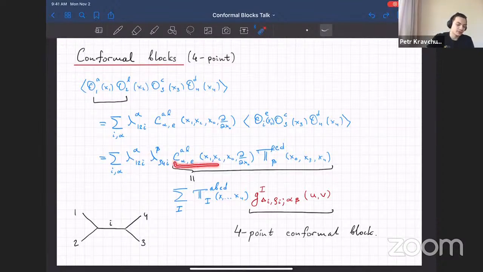And since this combination is completely fixed by conformal symmetry, this function does not depend on the specific operator O_I. It only depends on its quantum numbers: its scaling dimension delta I and its Lorentz representation rho I. This function of U and V is what we call the 4-point conformal block. Sometimes we draw this diagram: we took the OPE of operators 1 and 2, there is an intermediate operator I, and there is an OPE of 4 and 3.